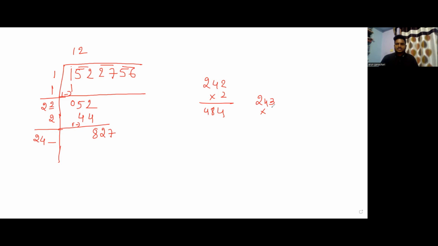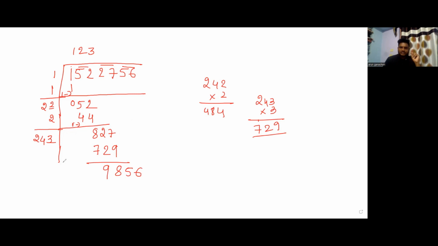Let us take 3. 3 3s are 9, 3 4s are 12, 3 2s are 6 plus 1, 7. 729 is the nearest number. So 3 3s are 9, 3 4s are 12, 3 2s are 6 plus 1 is 7: 729. What is 827 minus 729? If it was 829, it would have been 100. So it is 2 less than 100. So it has to be 98.